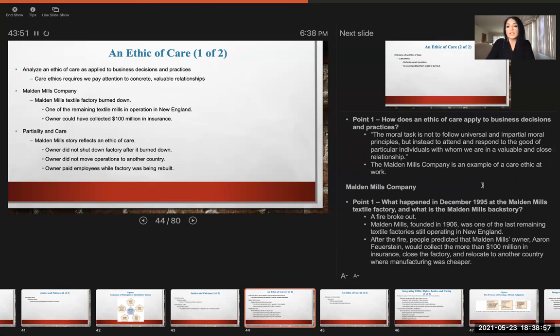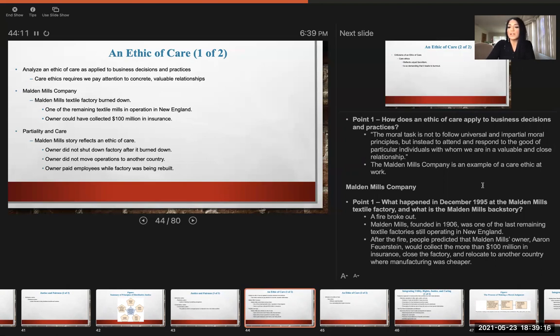We look at practices where the moral task is not to follow universal and impartial moral principles, but instead to attend and respond to the goods of particular individuals with whom we are in valuable and close relationships. We look at the Malden Mills Company as an example of care ethics at work.